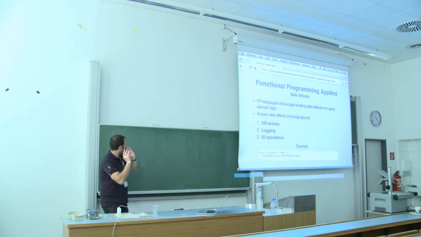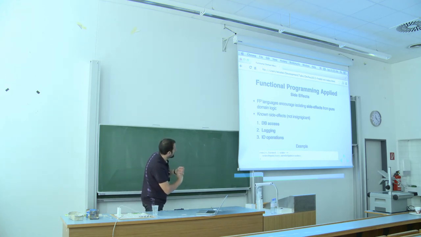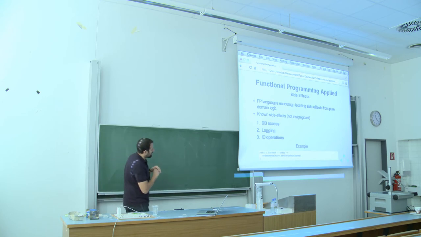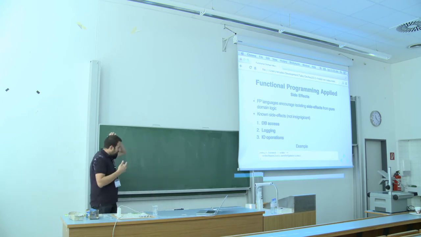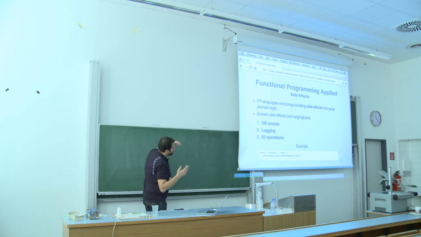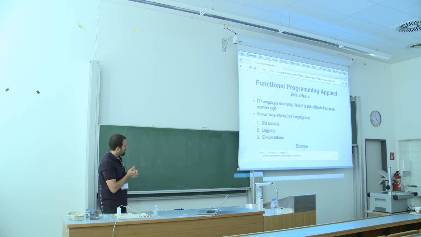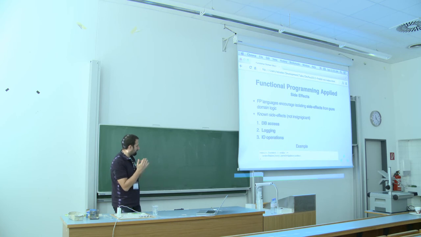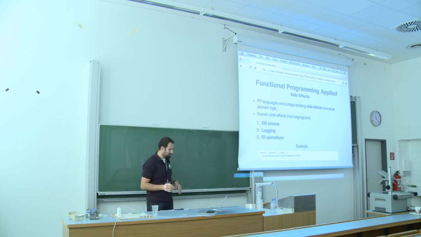Let's talk about side effects. What are side effects? From the functional programming point of view, side effects are everything: database access, logging, I/O operations. There has to be some point in the code where you deal with the side effects. A lot of APIs, collections and containers are written in a way that they have side-effecting functions.